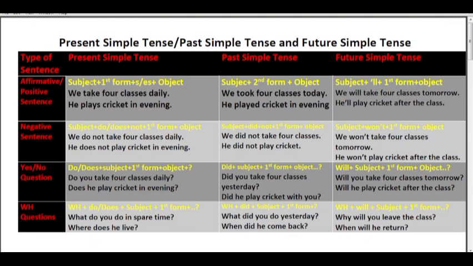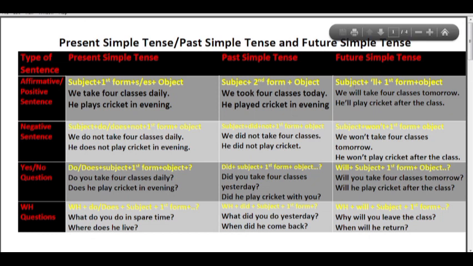But if the subject is singular, he, she, it or a singular noun, then we add s or es with the first form of the verb, like he plays cricket in evening. Similarly, in past simple tense, we have subject. Subject may be singular or plural, and we add only second form of the verb with both singular and plural subjects and then the object. For example, we took 4 classes today. He played cricket in evening.